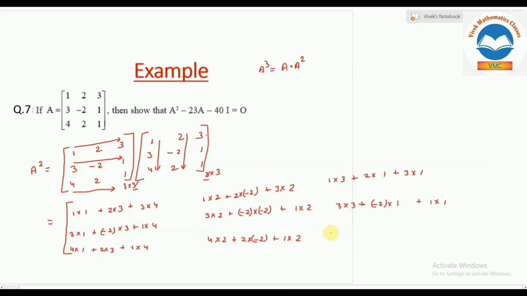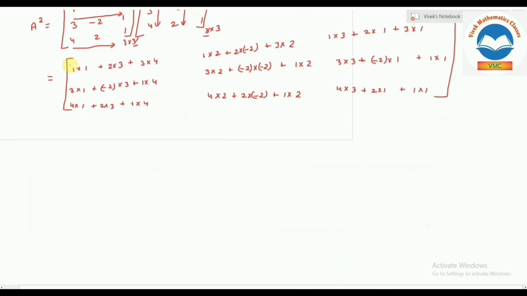Next, third row, third column. So you will get 4 into 3 plus 2 into 1 plus 1 into 1. So this will be our answer. This will simplify, and you will get the A square. Okay. So what will be our A square? A square will be a 3 cross 3 matrix.